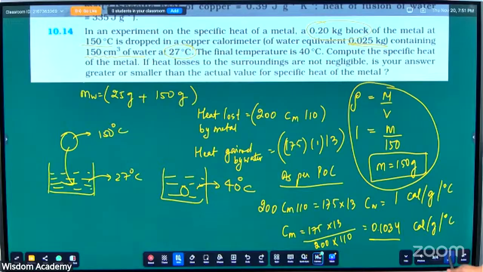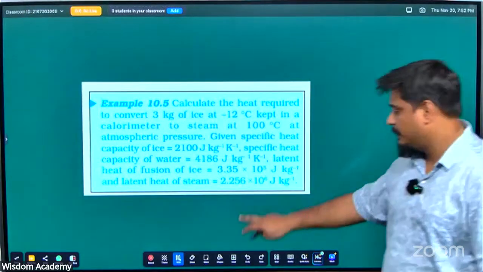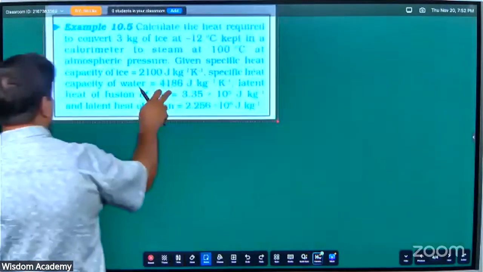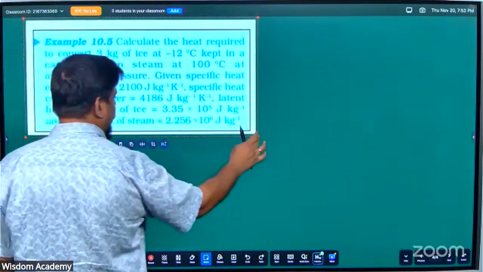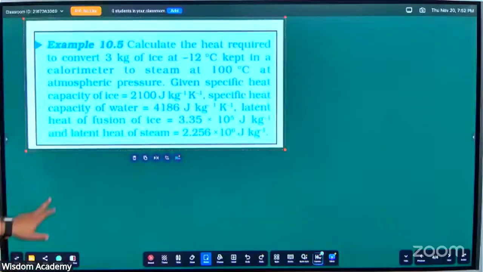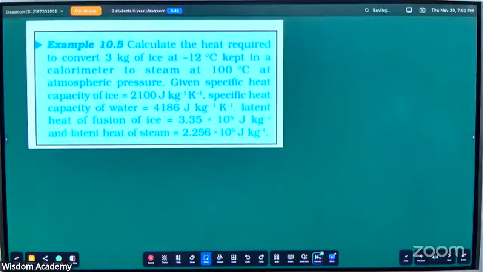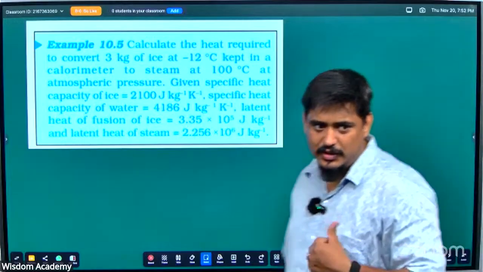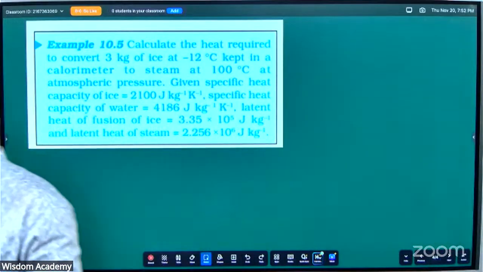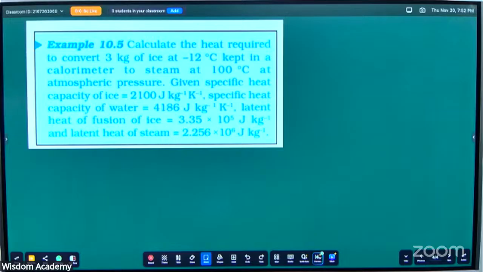Raghav, last question from this topic before we move to the next concept. Simple question. Just solve it. I hope it is visible to everybody who is watching. You have to calculate the heat required to convert 3 kg of ice at minus 12 degrees Celsius to steam at 100 degrees Celsius. Very simple question. A similar question we solved in the previous class also. The same question, only the values for the mass and the temperature are changing.